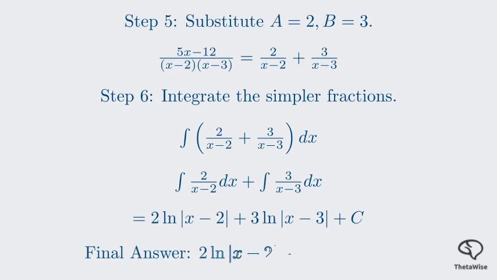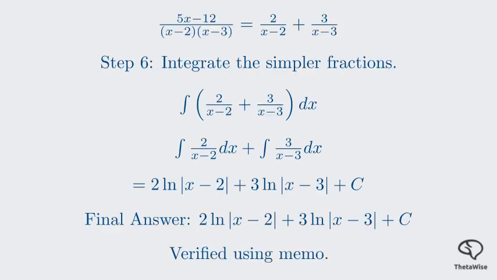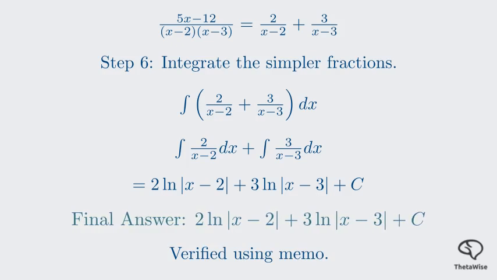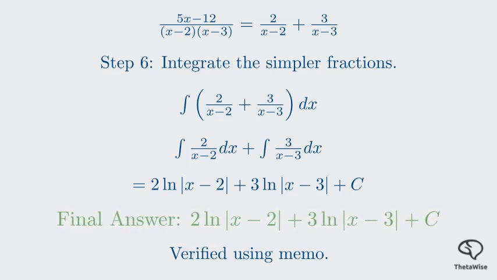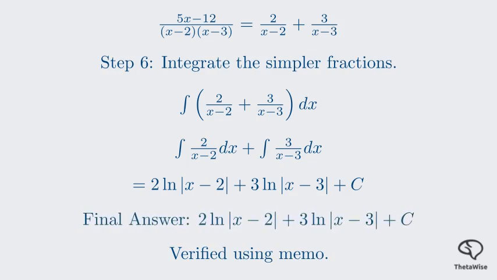So the final answer is 2 ln|x - 2| + 3 ln|x - 3| + C. Let's verify this with the memo, and it matches perfectly. Verified using memo. There's an alternative way to find the constants A and B that is useful, especially for more complicated problems.